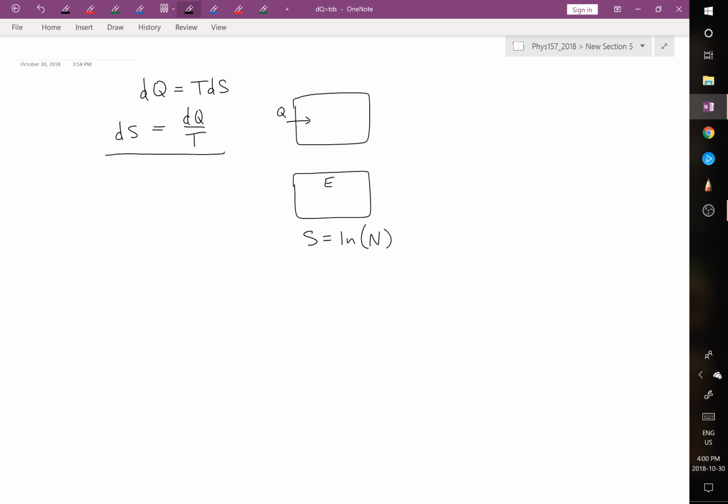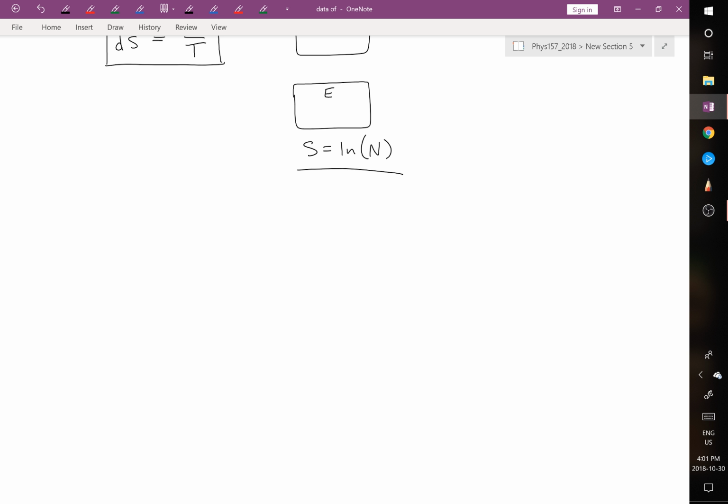Okay, so what I'm going to do in this video is try to derive this equation, dS equals dQ over T, based on that microscopic picture. And we'll use a really simple model.